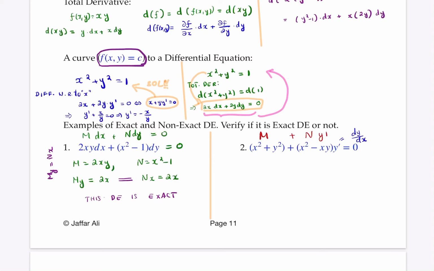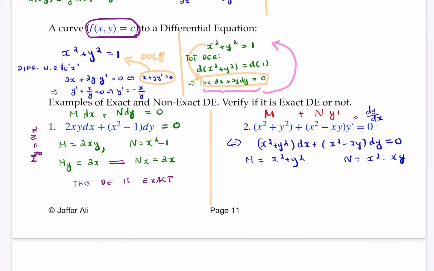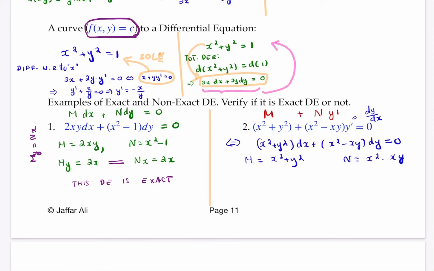Because of the y prime being dy over dx, we can use the chain rule, and we should be able to rewrite this as x squared plus y squared dx plus x squared minus xy dy equal to 0. So basically you're doing a chain rule in here, and which is in this form. Now therefore we can say our M is equal to x squared plus y squared, and N is equal to x squared minus xy. Going back to here, does it satisfy M_y equal to N_x? Let's take a look at the M_y.